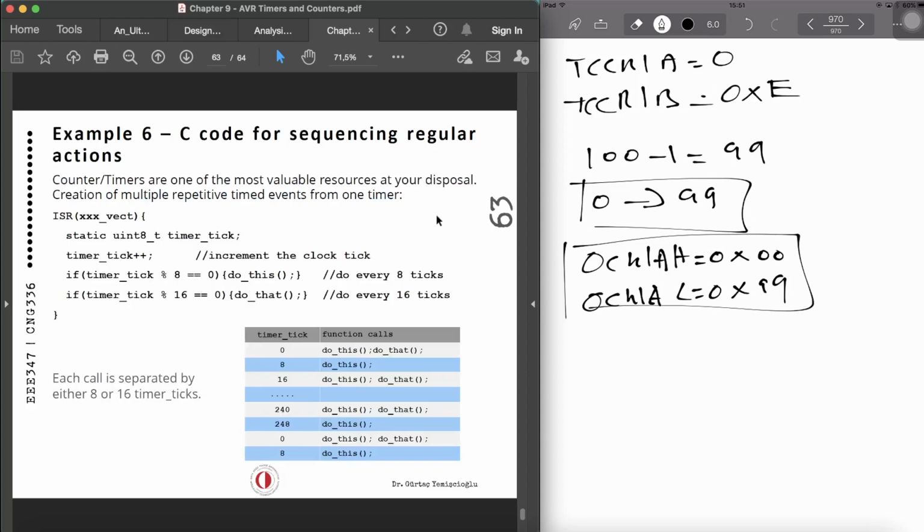And a simple C code for sequencing regular actions. The counter timers are often the most valuable resources at your disposal. Creation of multiple repeated timed events from one timer is possible. You can use simple C code for sequencing regular actions: if the timer ticks this, do this; every 8 ticks, do this; every 16 ticks, do that. And that can be used.